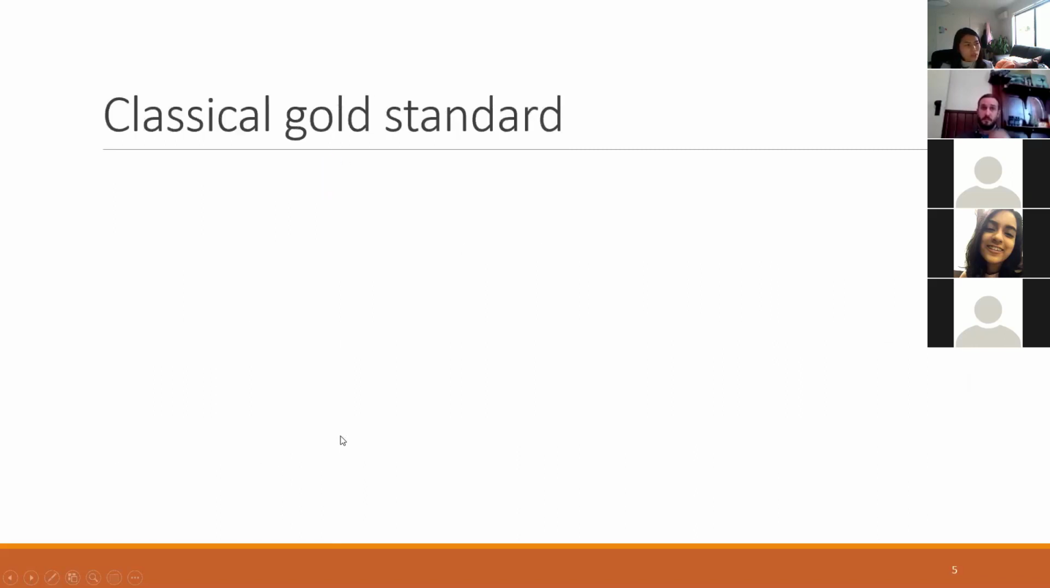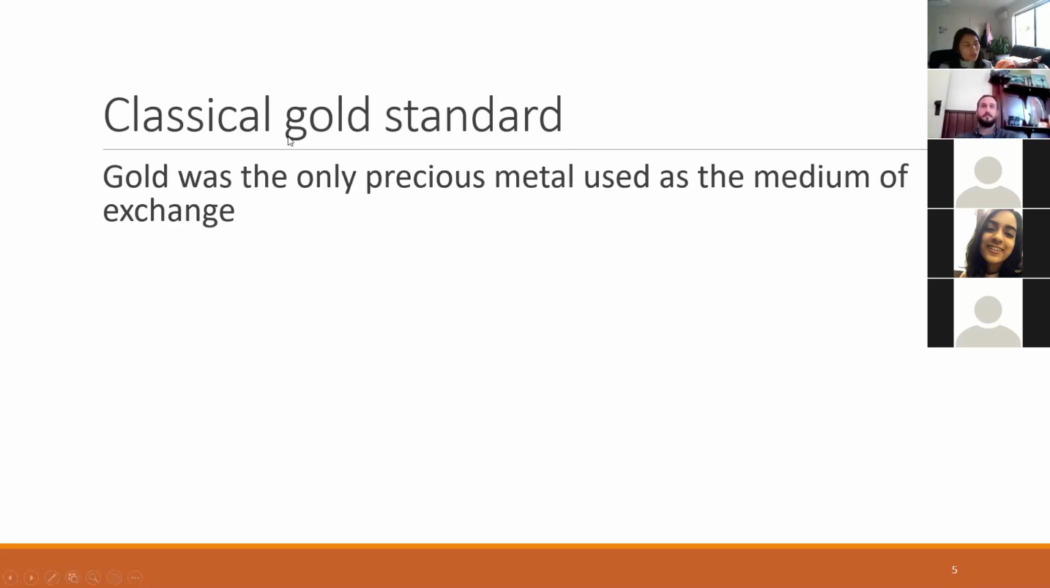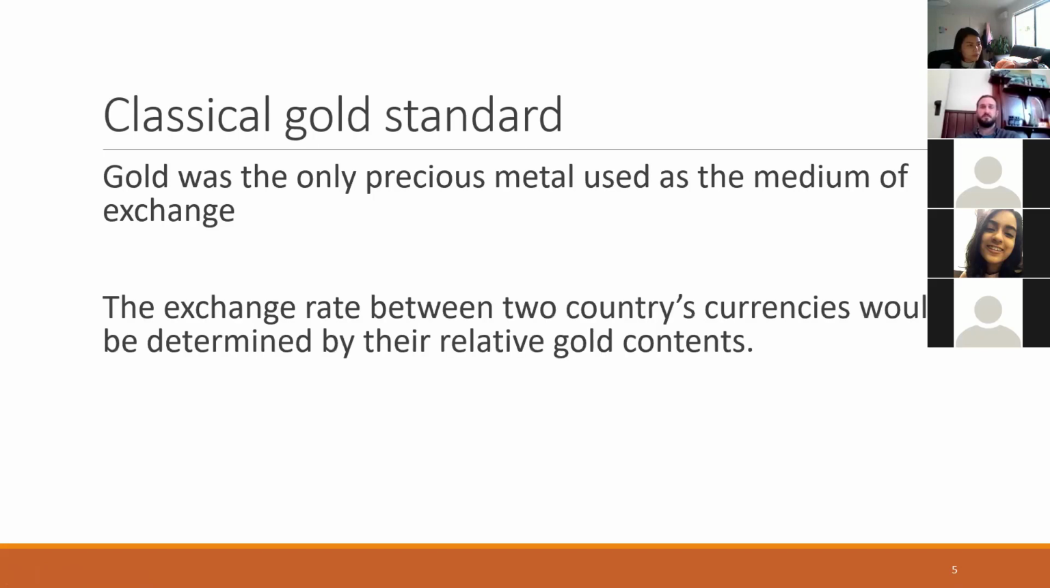And this is when we have the classical gold standard, okay? Under this system, gold was the only precious metal used as a medium of exchange between different countries. And once again, the exchange rate is going to be fixed by the relative value of the currency against the gold. Okay.